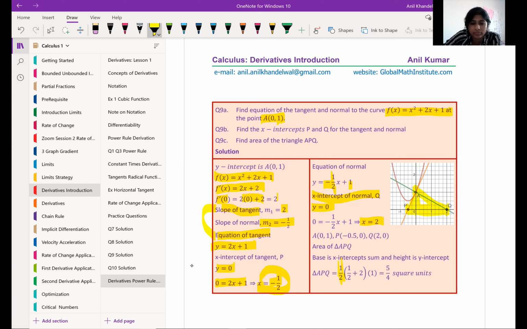So half times, add them up, which is half plus 2, correct? Times 1, which is the height, the y-intercept value. And you get your answer, 5 over 4 square units. Is that clear to you?